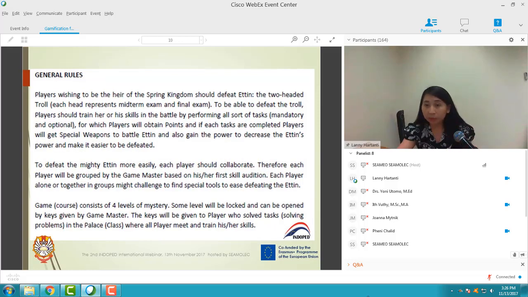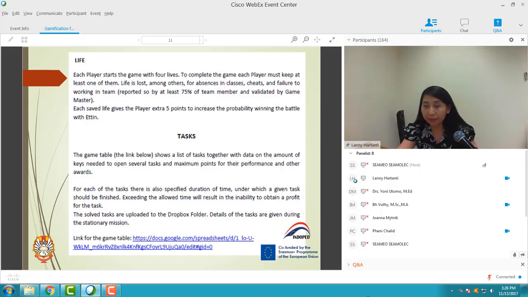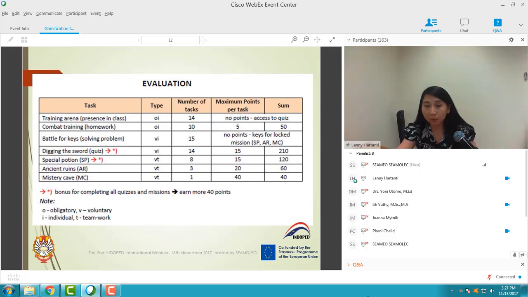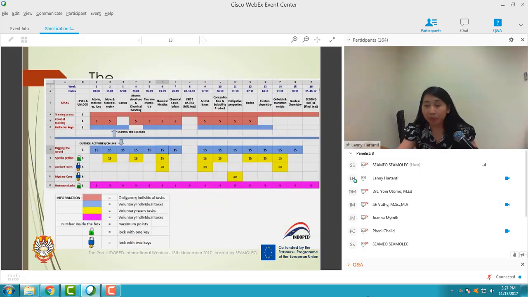So this is the story, and in the book of rules, I also explain the general rules and how they can gain points. First they are given 4 lives, and to complete the game, each player should keep at least one of their lives. I also explain the tasks of the games, where they can choose what kind of activities or missions to use to earn points. These points will then be converted into points that are counted in the final grade of the course.